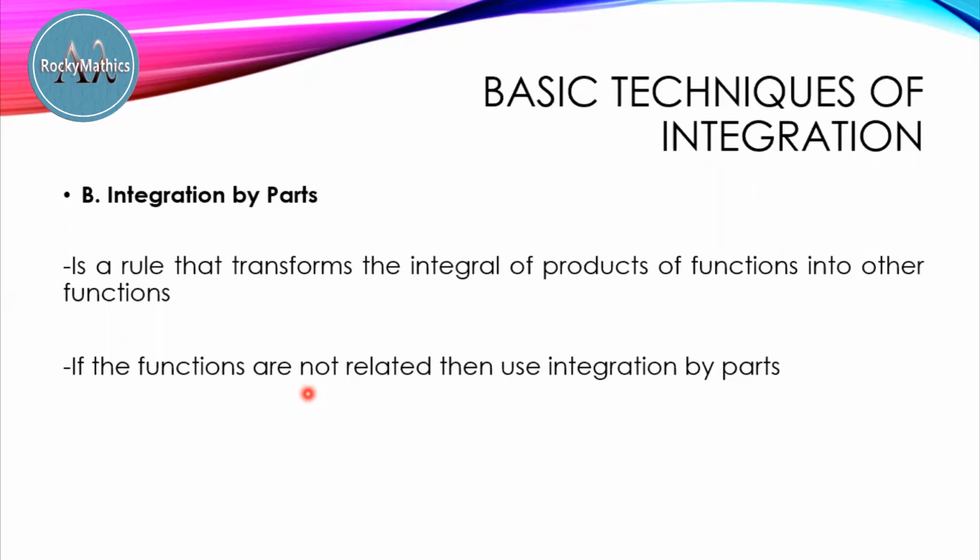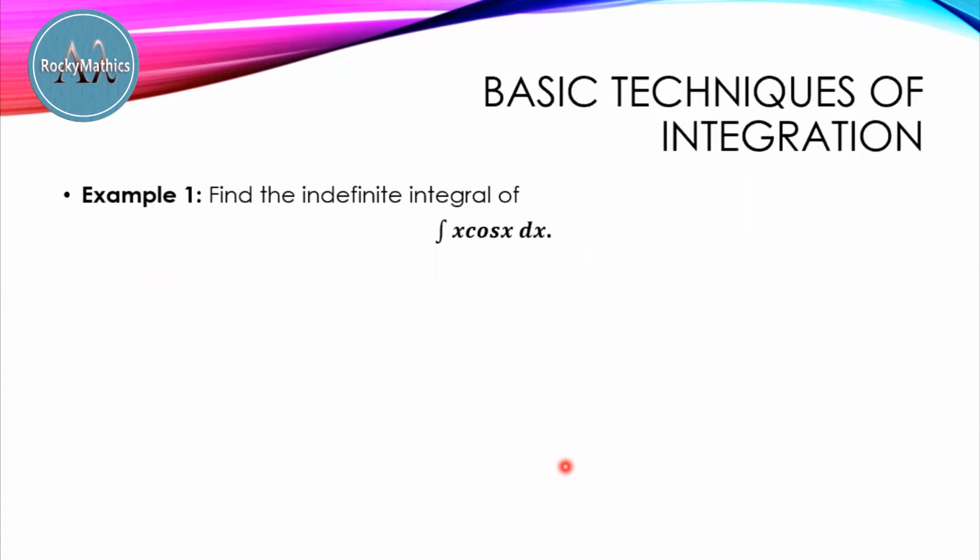So what's nice here is that we are already given the formula for integration by parts. The formula is: the integral of u dv is equal to uv minus the integral of v du. In other words, if we're given a function and we can rewrite it into the form of u dv, then we can use the equivalent, which is uv minus the integral of v du. So to understand more about integration by parts, we have this example.